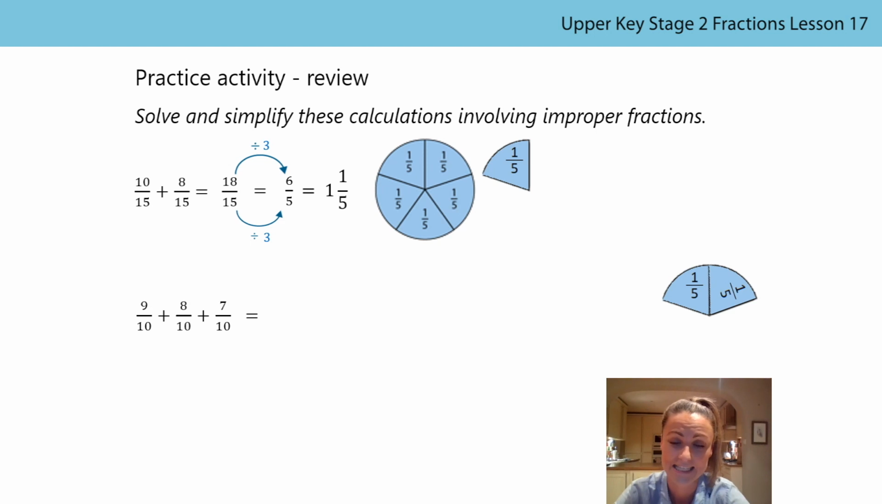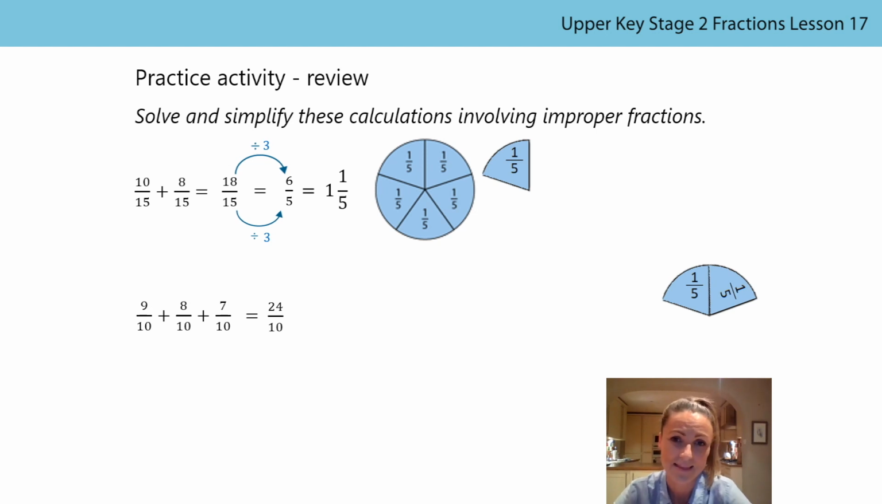Moving on to the next example. We've got 3 fractions that we've got to add together here. So that might seem more difficult, but actually it's not, because again, all of these fractions have got the same denominator. The denominator is 10. So we're just going to add the numerators. We're going to add together 9, 8 and 7. And when we do this, we get a total of 24. So the sum of these fractions is 24/10.